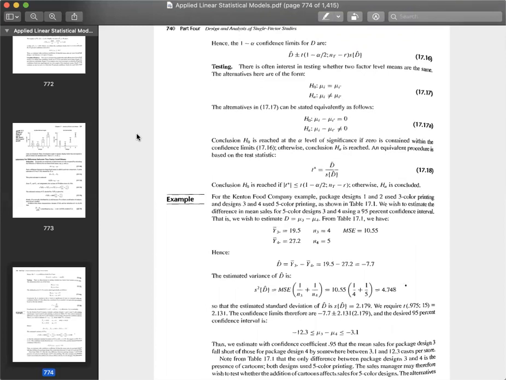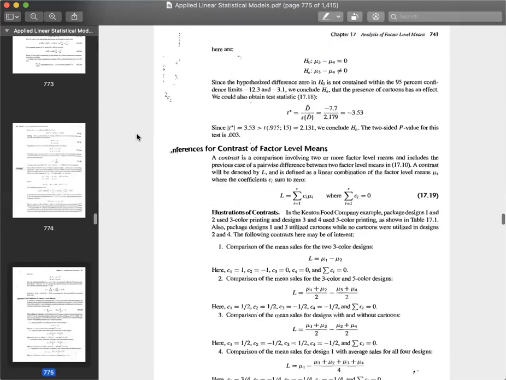An equivalent procedure is based on the test statistic, where t star equals D hat over s of D hat. The conclusion is that the null hypothesis is reached if the absolute value of t star is less than or equal to t of 1 minus alpha over 2 with nt minus r degrees of freedom. Otherwise, the alternative hypothesis is concluded.